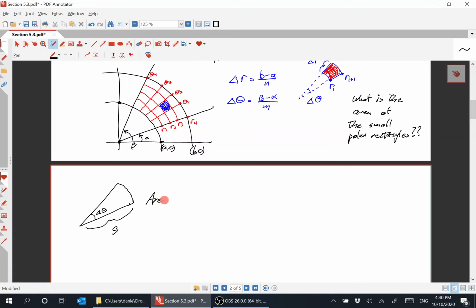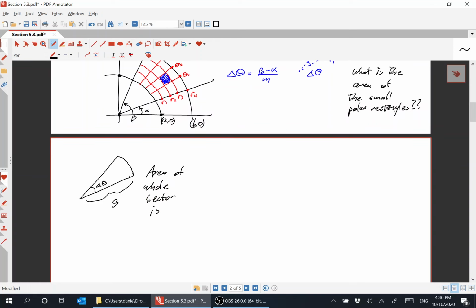So the area of the whole sector is, well, what is it? The area of the whole circle is pi s squared. And what is the whole circle? The whole circle is an angle of rotation 2 pi radians. So if you're going some fraction of 2 pi, like delta theta, the area of the whole sector is delta theta over 2 pi times pi s squared, which is delta theta over 2 s squared.